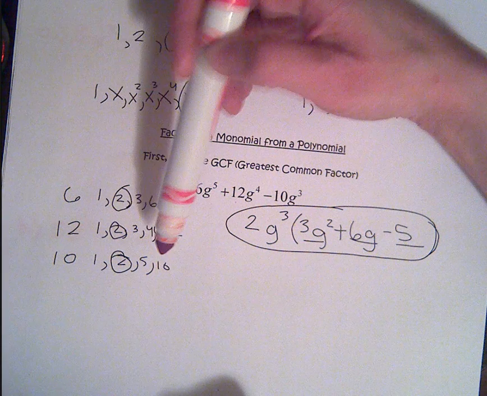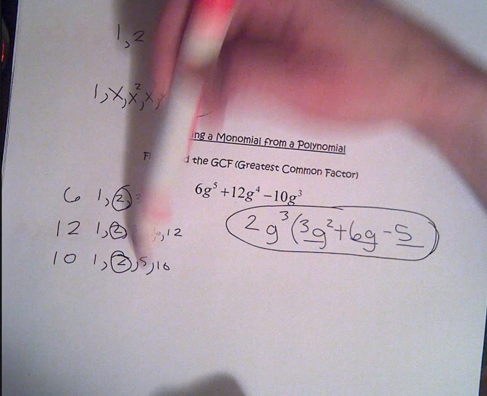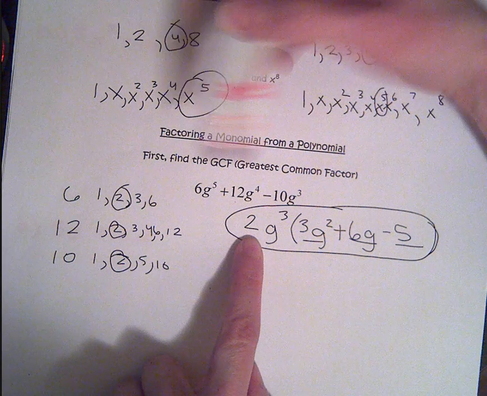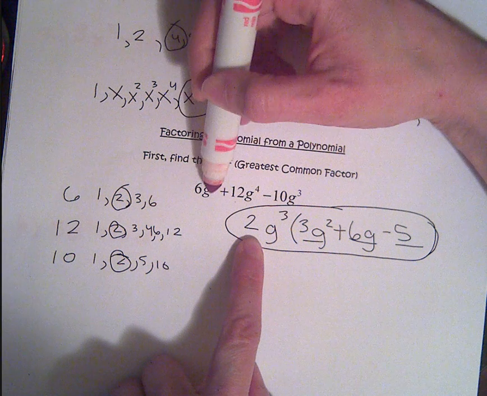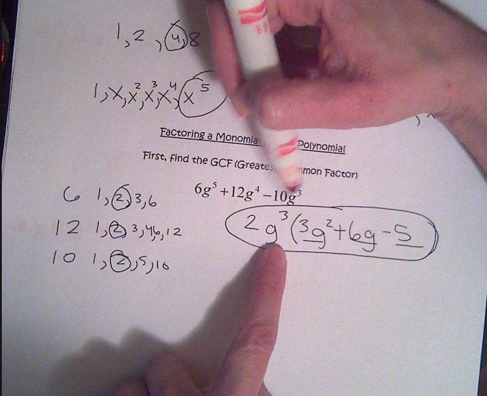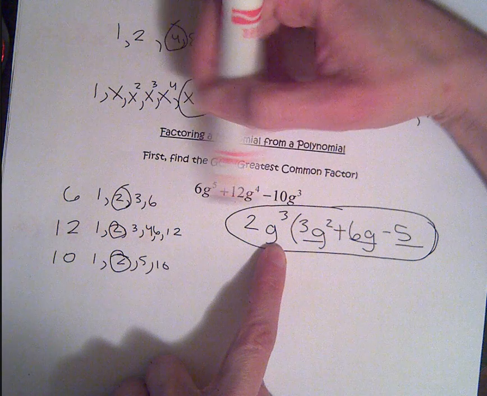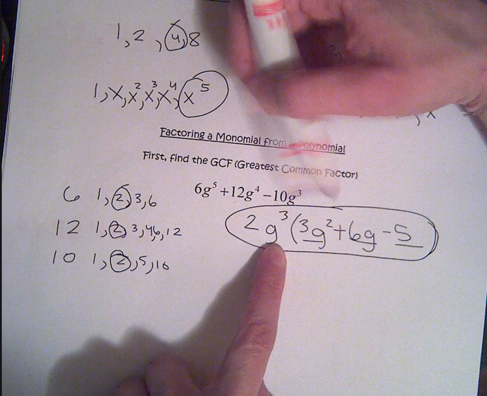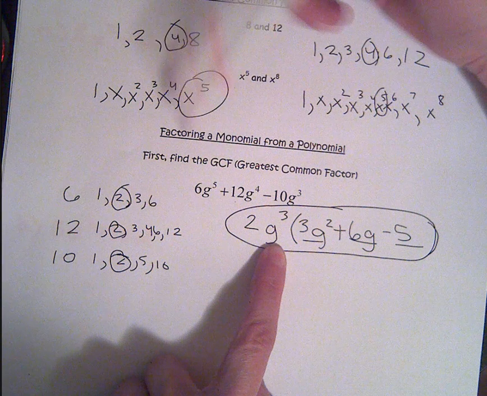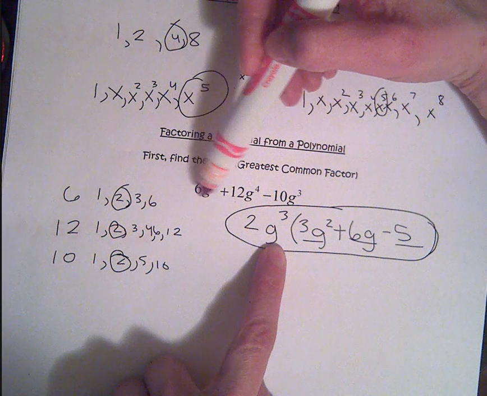What's the greatest one they all have in common? It's 2. So I take the 2 and I put it out in front. Now I look at my variables. I've got g to the 5th, g to the 4th, g to the 3rd. What's the greatest common factor there? G to the 3rd. That's the greatest common one. My highest degree is 5, but the greatest common is g to the 3rd.